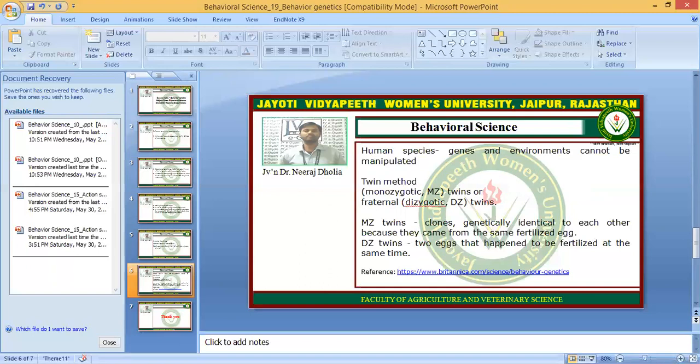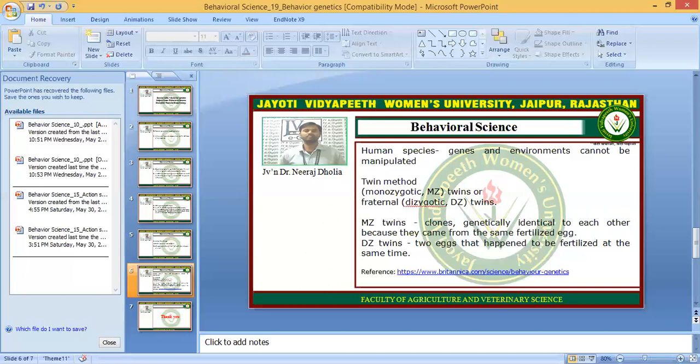One optional method is the twins method, which is used in the human species. In the twin method, there are two types of twins: monozygotic twins and dizygotic twins. Monozygotic twins can be considered almost as clones. They are genetically identical to each other because they came from the same fertilized egg. If a fertilized egg breaks for any reason, it can develop into two organisms, and those two organisms are known as monozygotic twins.